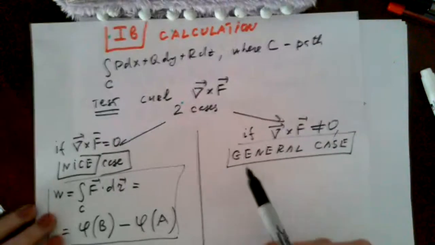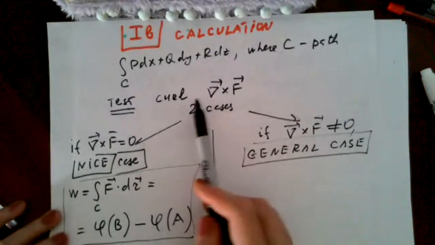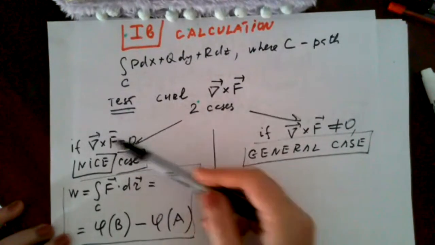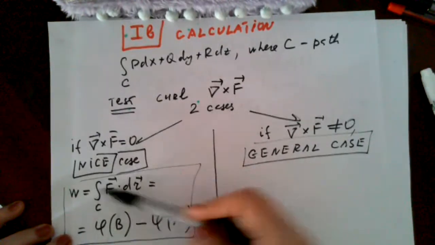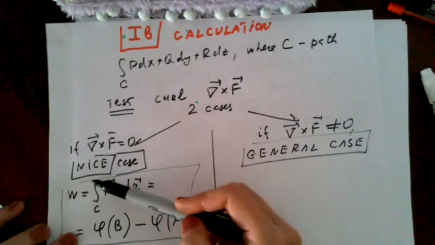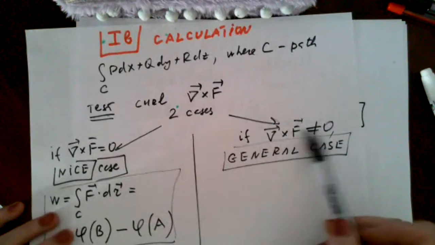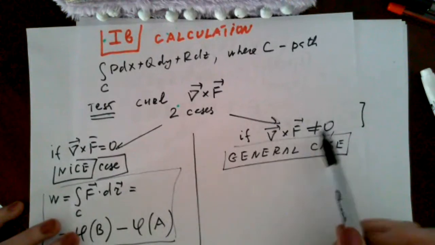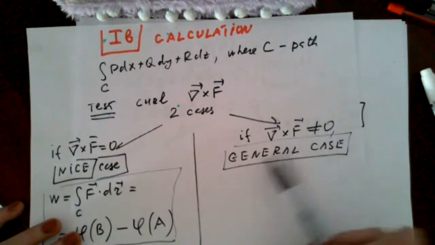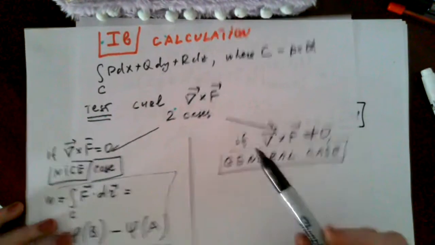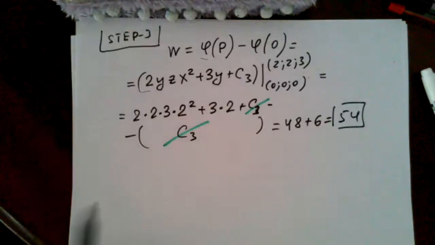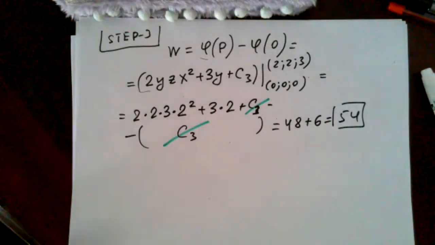So we had our table here, which says that if the curl was equal to 0, go to the left table. Use this shortcut, which we called a nice case. But what if your field is not irrotational, which means that curl is not equal to 0? What is the general case? What is the general approach to calculating line integrals?